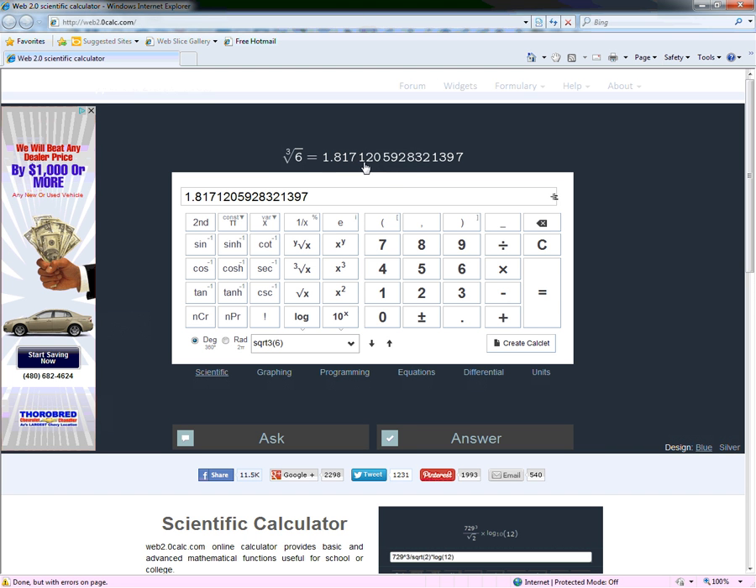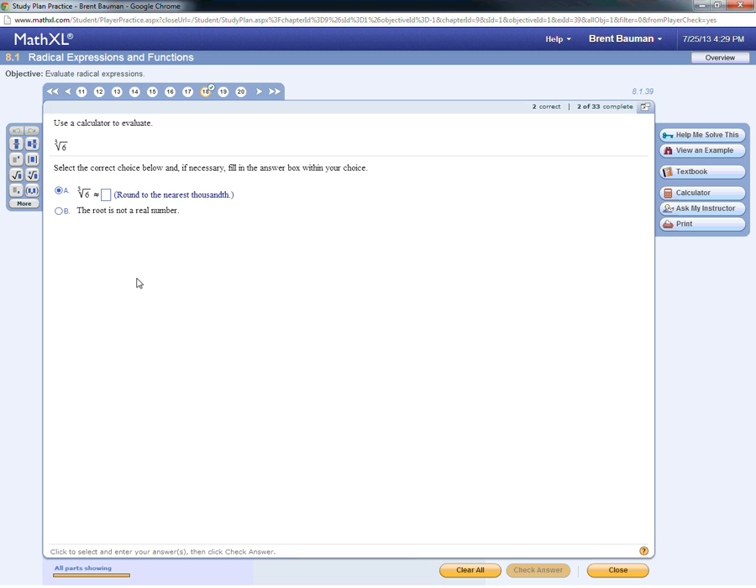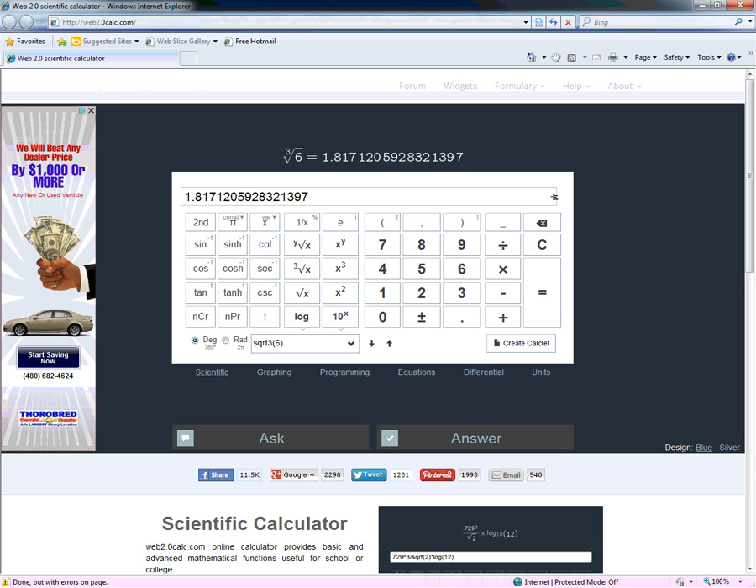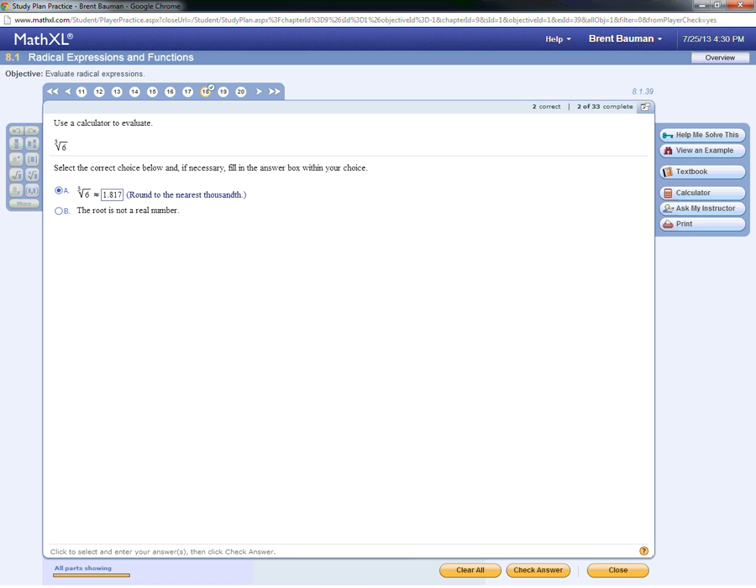So we have 1.817. We check to see here. Next to the 7 is a 1, so that 7 is going to stay. So our answer is 1.817. So let's go to our check. 1.817. Make sure I type that in correctly. 1.817. Correct. And we're going to check our answer. And good job.